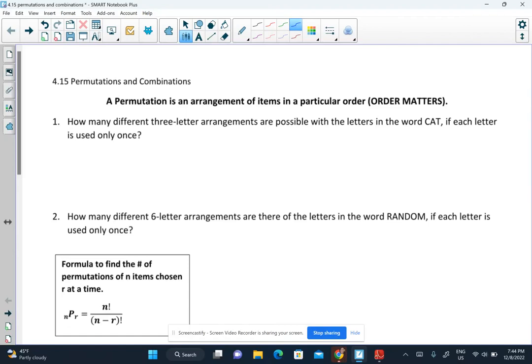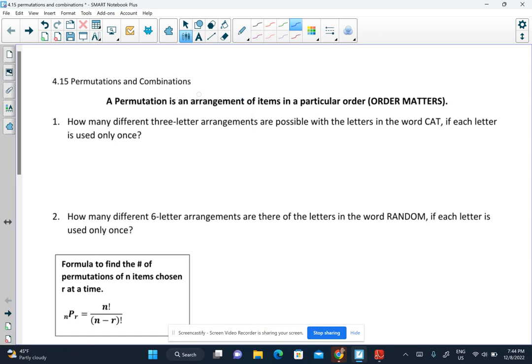Hello, this is Mrs. Pullen for AP Statistics on the Random Variable Unit, and we're on lesson 4.15. In this lesson, we're going to go over permutations and combinations.